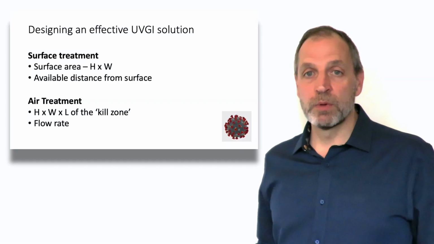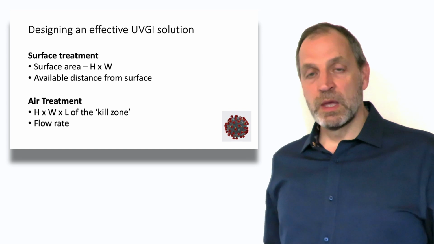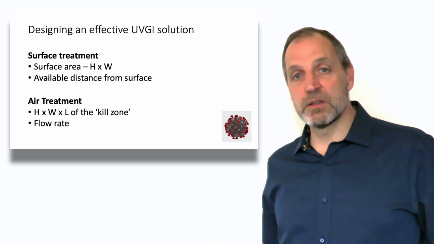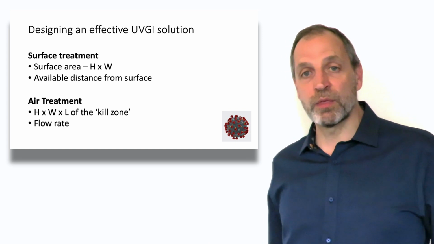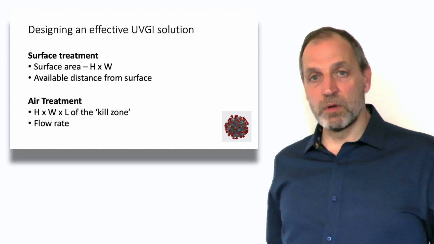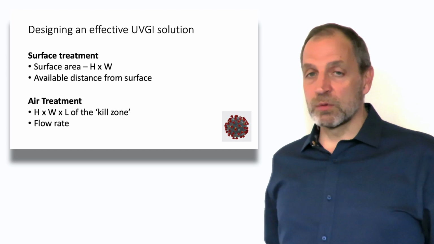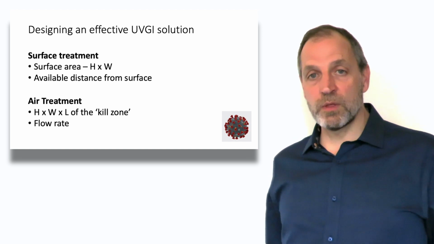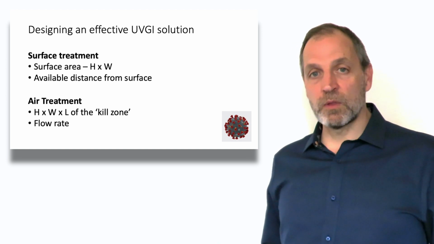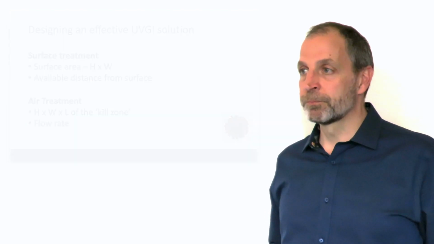In terms of air treatment, particularly if you're looking at introducing UV into air handling units for infection control, the basic information we really need is the height, width and available length inside an air handling unit so that we can actually look at what available kill zone effectively we've got for the UV light. And we also need the flow rate. So with those bits of information, height, width and length, as well as a flow rate, we can start to design a simple system for infection control.